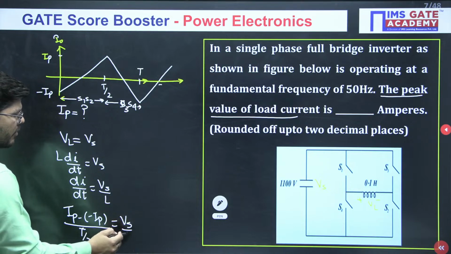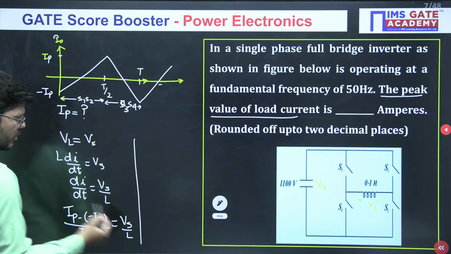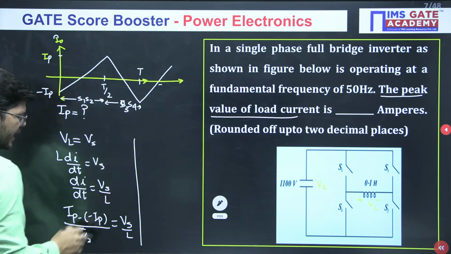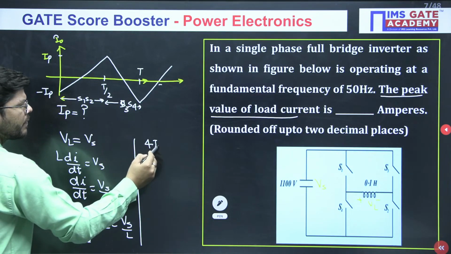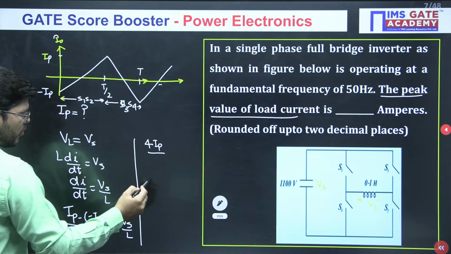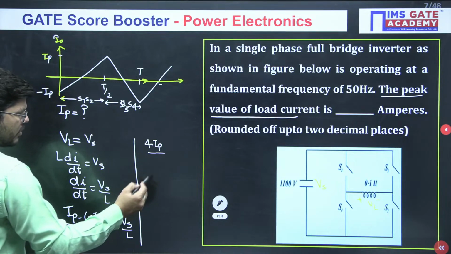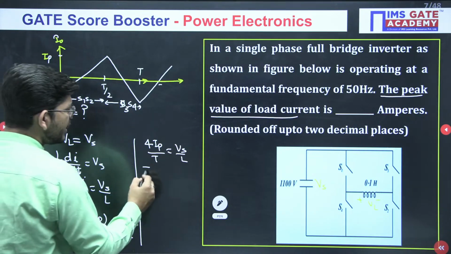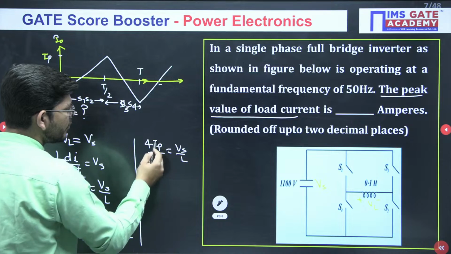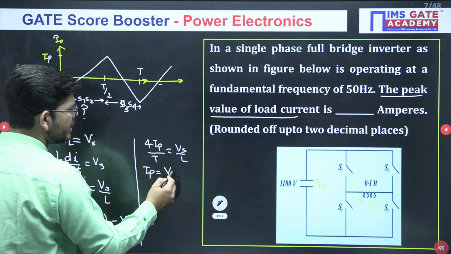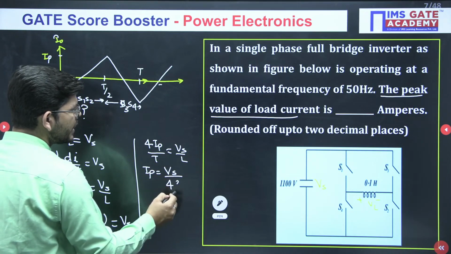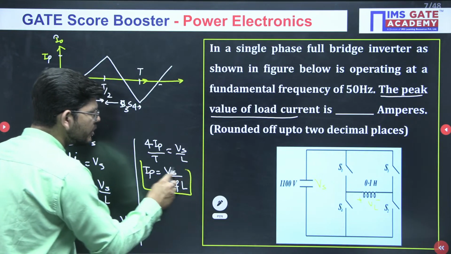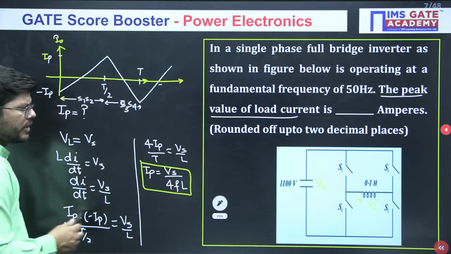And this will be equal to Vs by L. So this will become 4 IP by T equals Vs over L. Or what will be IP? IP will become, with 1 by T being F, Vs upon 4 F into L. So this will be the required expression to solve this particular question.